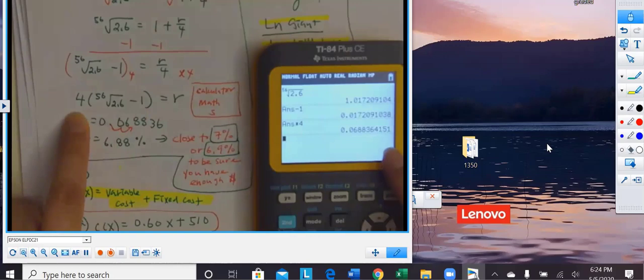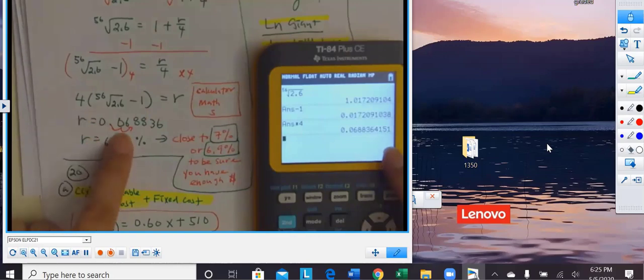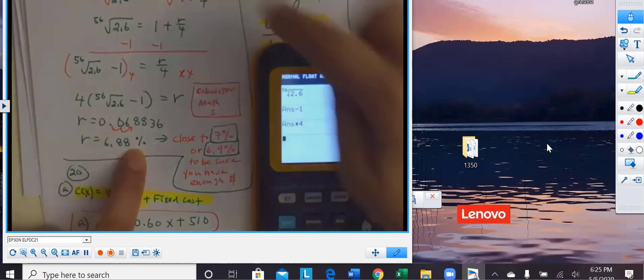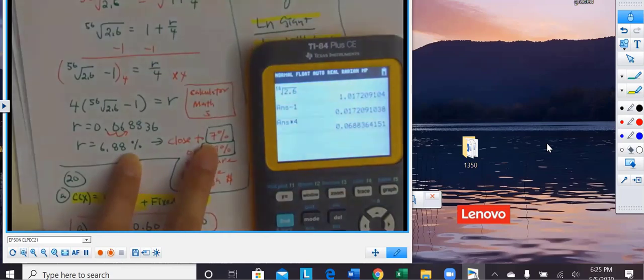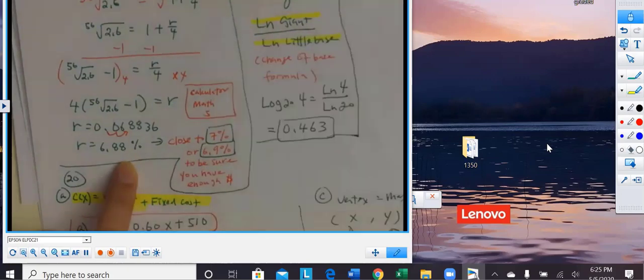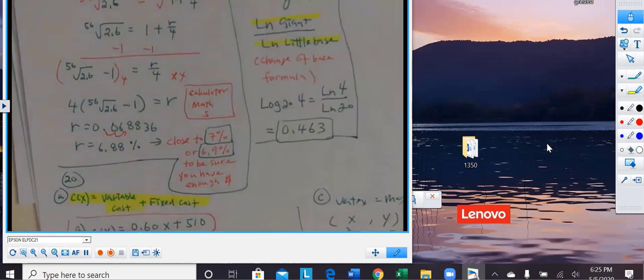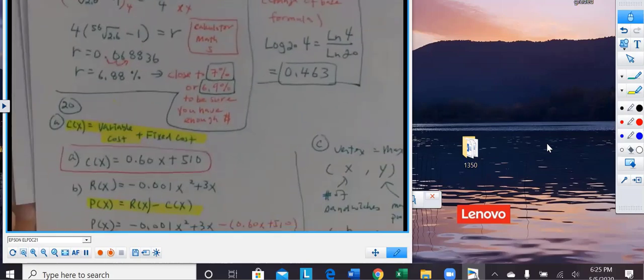This is a really long decimal number, but this is an interest rate, so I need to turn it into a percentage. They say 6.88 percent something, right? But we want to make sure we will have enough money to reach whatever target they want, so we round it up a little bit, either 7% or 6.9%, just to make sure you will make the target goal of how much money you will have, okay? That's what your book suggested.